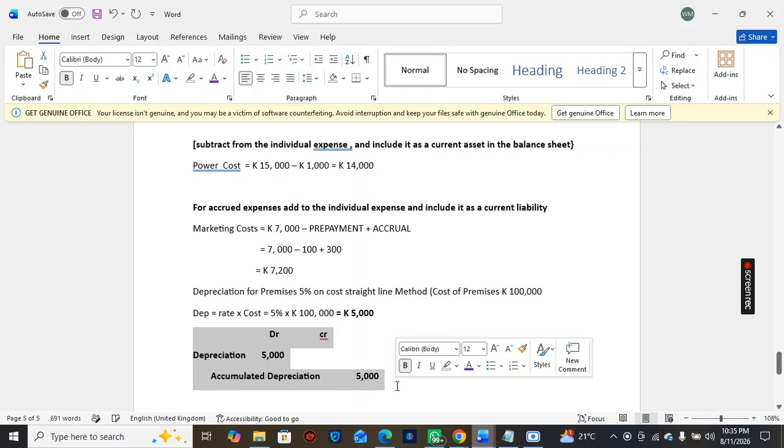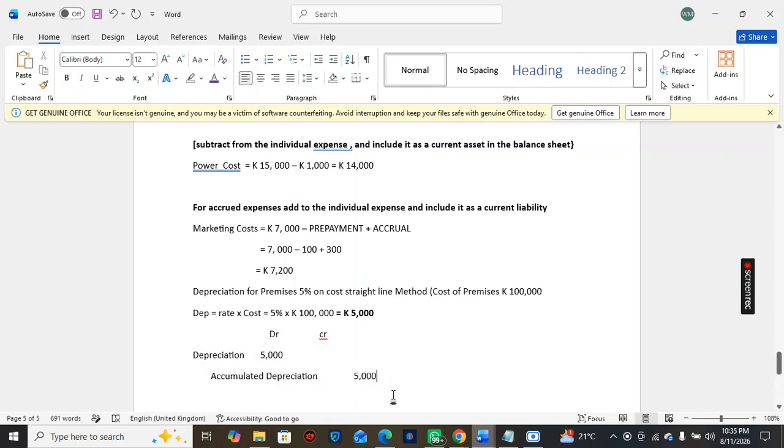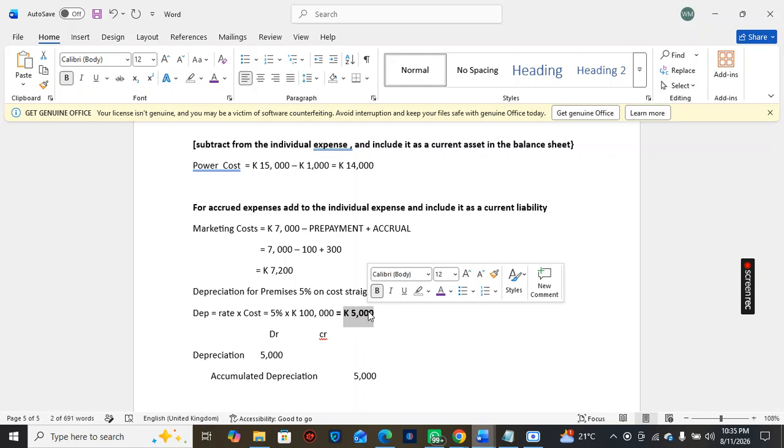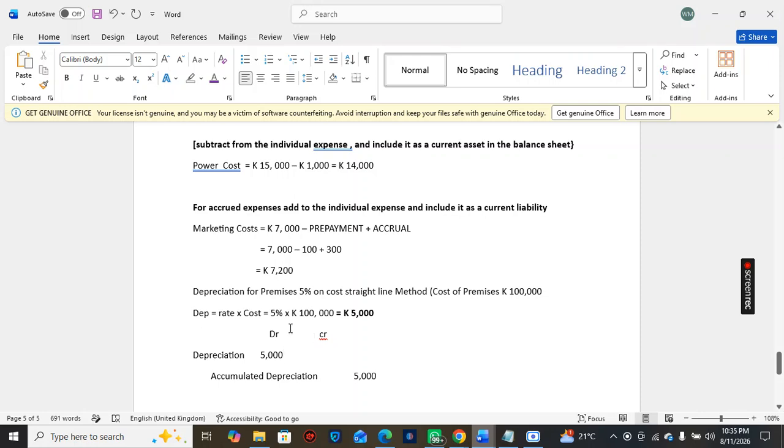Now you won't need to do this journal entry in the questions. You should just be aware of this. So you should know that this same depreciation, this 5,000, if we are making a balance sheet, you need to add it to the pre-existing accumulated depreciation, because as the accumulated depreciation grows, the value of the asset goes down. Any questions before we go to the reducing balance method?